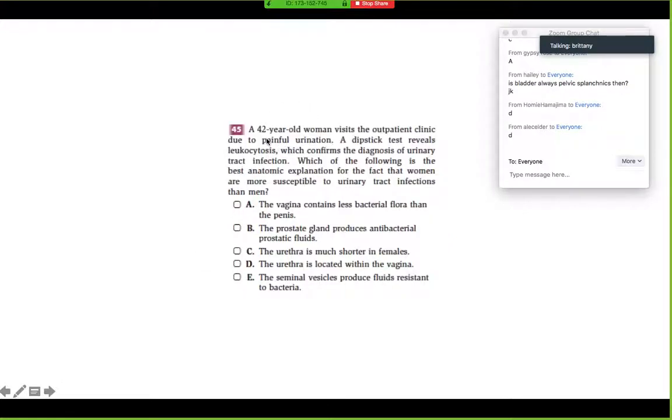All right, next, a 42-year-old woman visits the outpatient clinic due to painful urination. Dipstick reveals leukocytosis, which confirms the diagnosis of urinary tract infection. Which of the following is the best anatomic explanation for the fact that women are more susceptible to urinary tract infections?